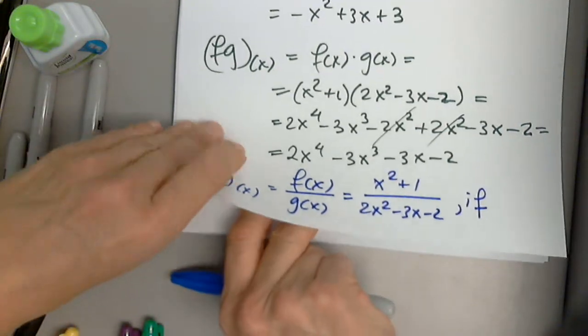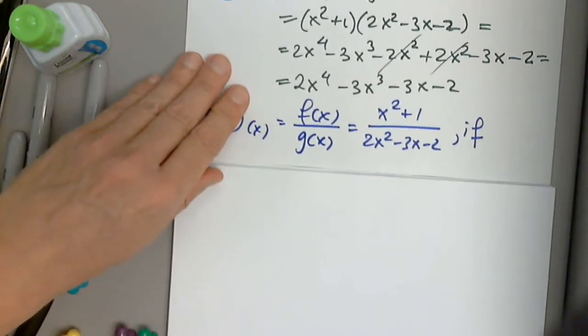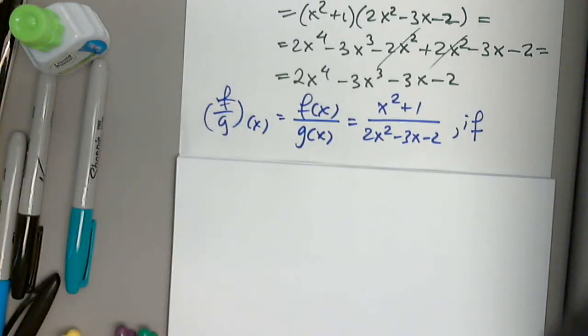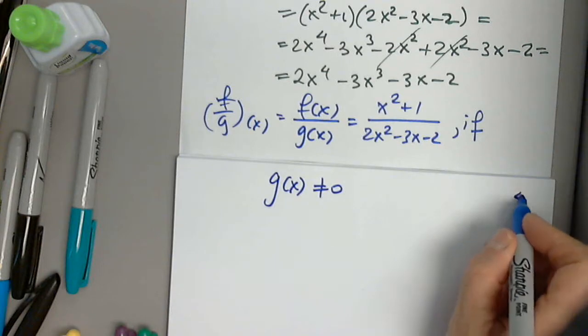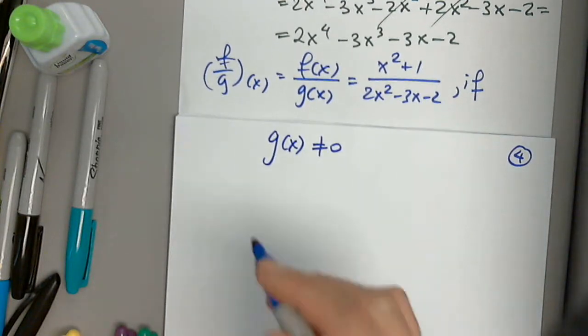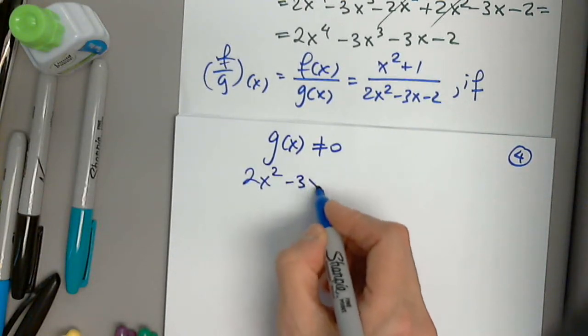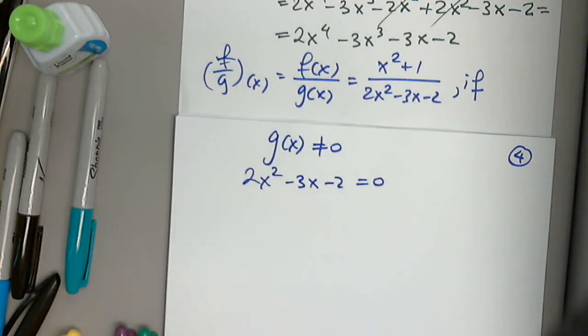g of x can be negative, but it cannot be 0. Correct. Very good. Only if g of x is not 0. Indeed. So I have 2x squared minus 3x minus 2 set equal to 0 because I need to find the domain of this function. We have what type of equation to solve?